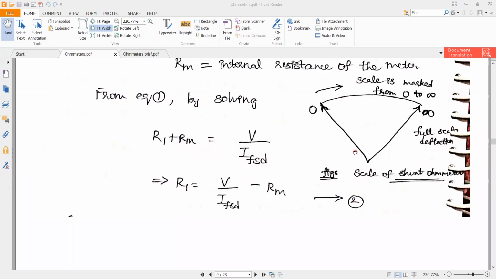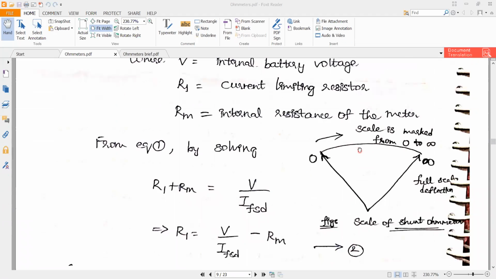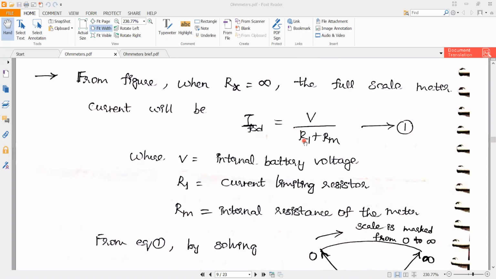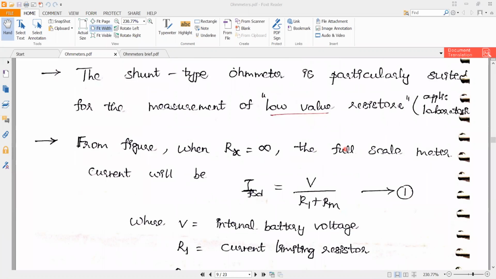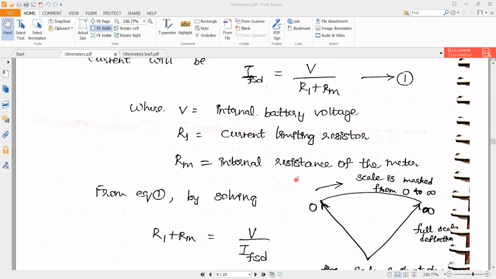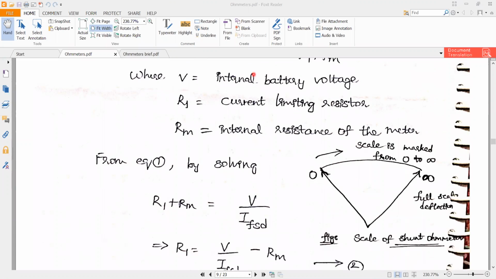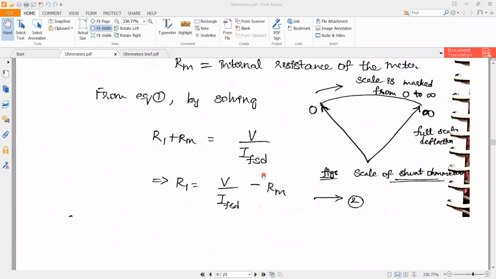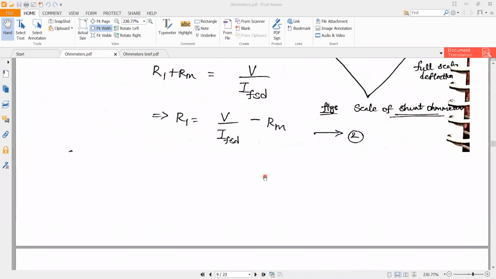Shunt type. Please note down these two equations also. IFSD is equal to V by R1 plus Rm. Next, the second equation, rearranging these terms: V by IFSD is equal to R1 plus Rm, that implies R1 is equal to V by IFSD minus Rm. Let it be equation number 2.